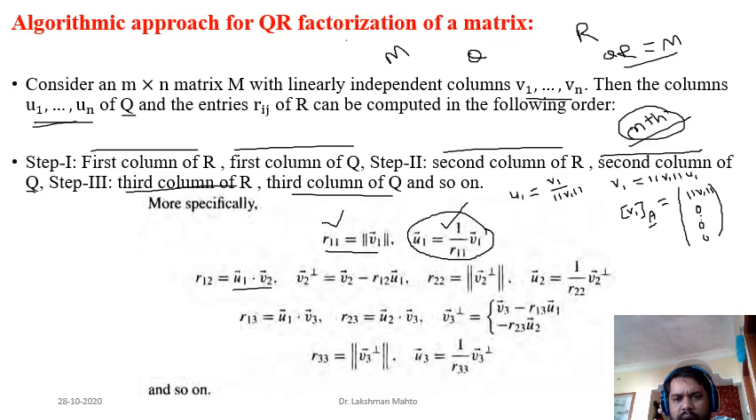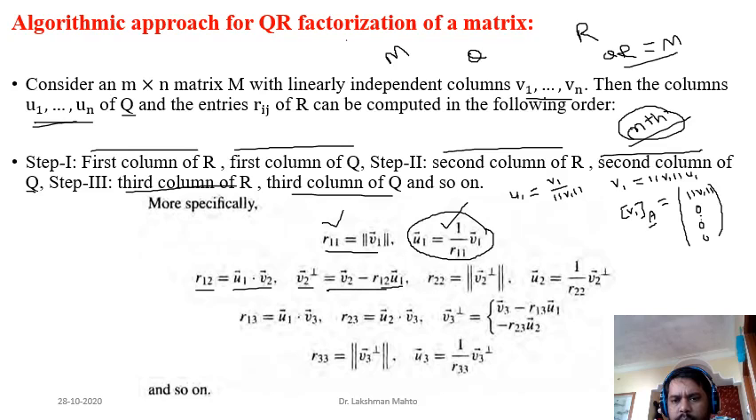R12, and what is V2 perp? V2 perp would be definitely perpendicular to U1, and so V2 perp is V2 minus the dot product of V2 with U1. That one is nothing, just R12 in the direction of U1. So this one is V2 perp.